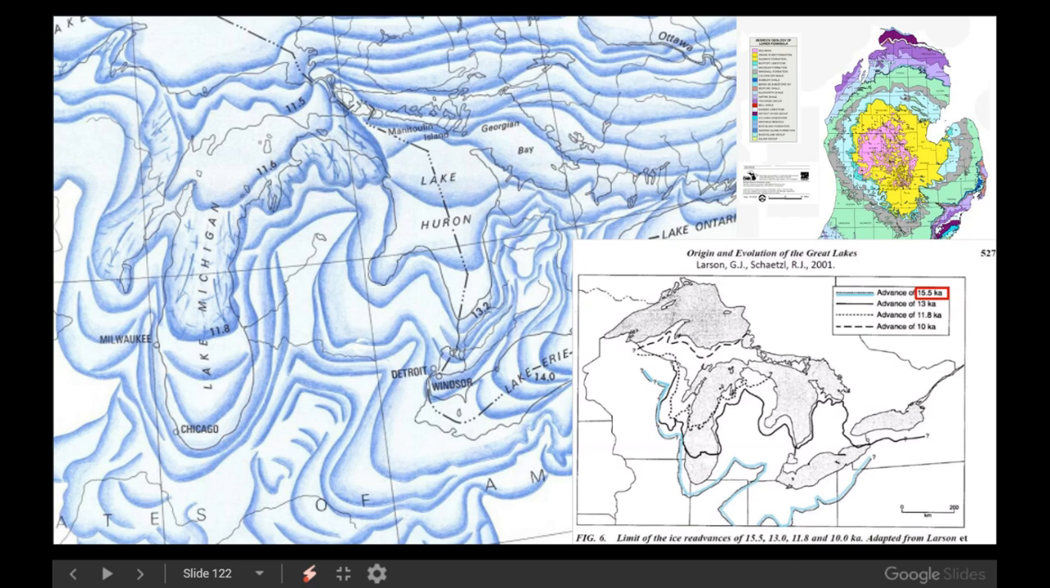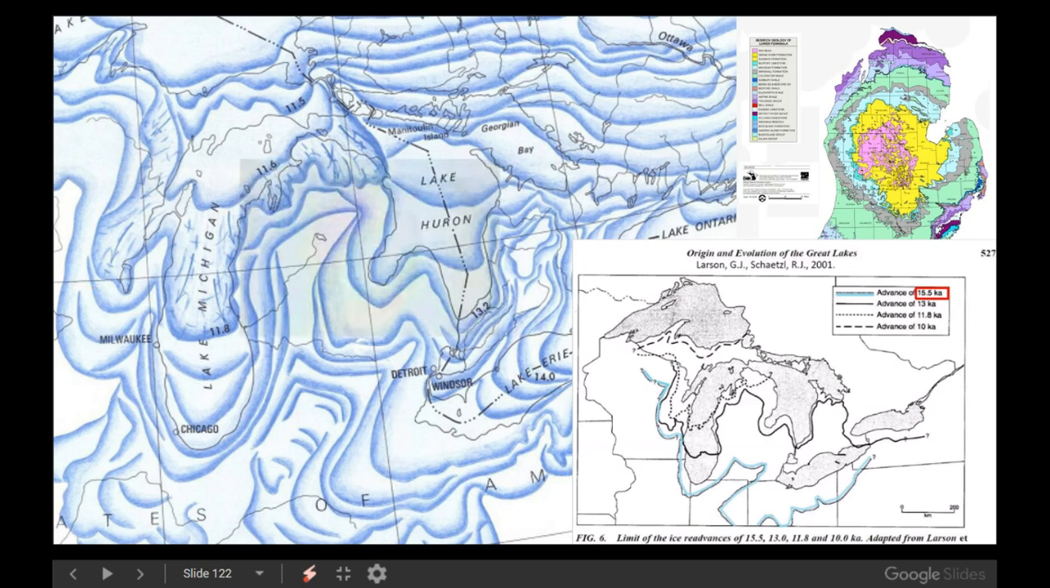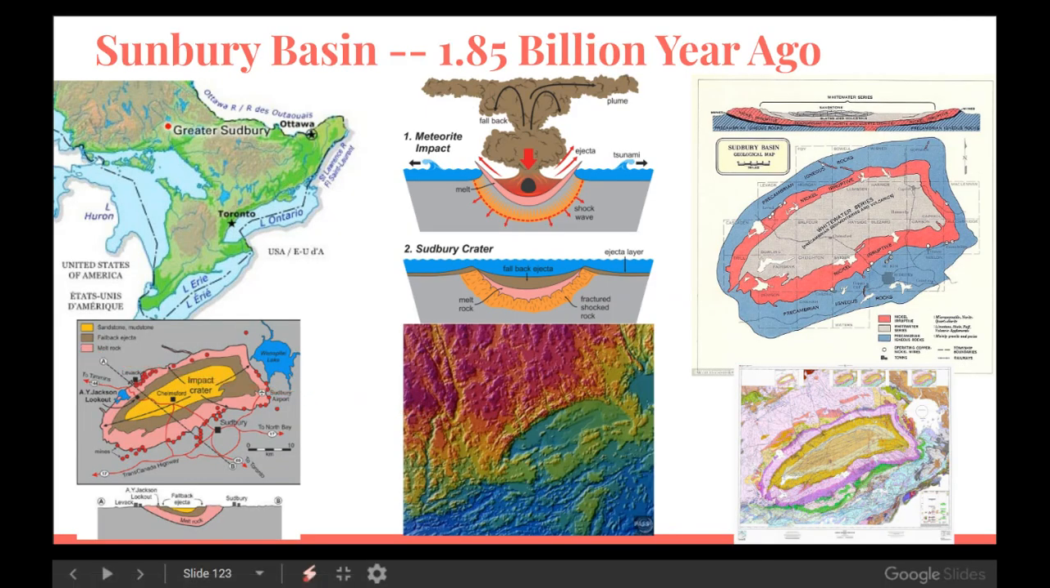But anyways, what else can cause the original horizontal layers of the Michigan area to be pushed down, forming a basin? Well, how about a cosmic impact? Is this something that would be unheard of? A cosmic impact causing horizontal layers of bedrock to be pushed down to form a basin. Well, as a matter of fact, no.